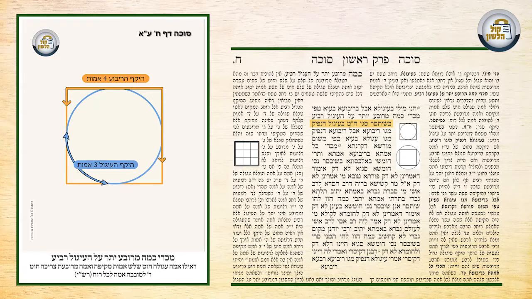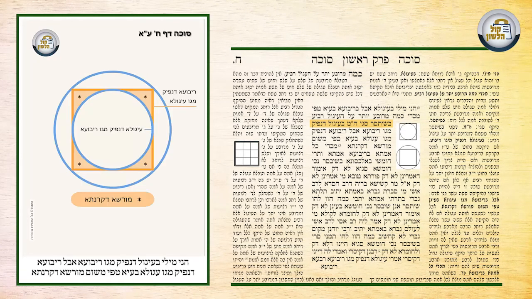Because when you go from 12 to 16, you've increased it by 4. 4 is a quarter of 16. So the question here is, why does Rabbi Yochanan require a circumference of 24 when all that should be required is a circumference of 16? The Gemara says, Hani mili be'igul denofik migoi ribua.